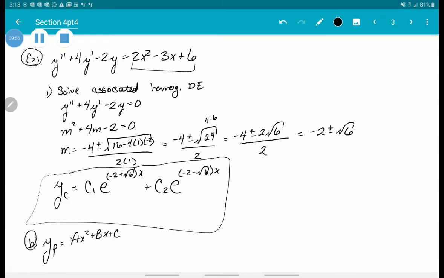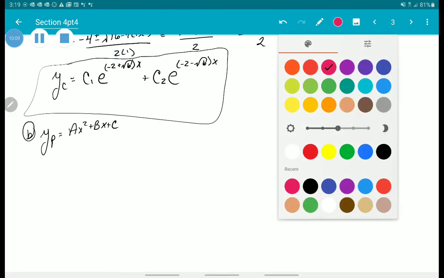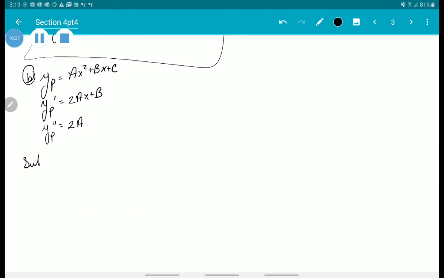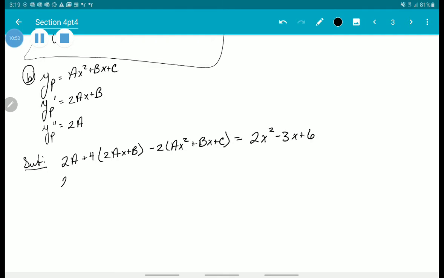But when we take derivatives and we substitute those derivatives in, we're then going to compare coefficients on the left and on the right-hand side. And you'll see why that's a good guess in just a second. So let's find the first derivative. And then the second. So now we're going to substitute into that differential equation. So we had y double prime plus 4 times y prime minus 2y, and that's going to be equal to that right-hand side, that g of x, which is 2x squared minus 3x plus 6. So I'm going to do some distributing here.